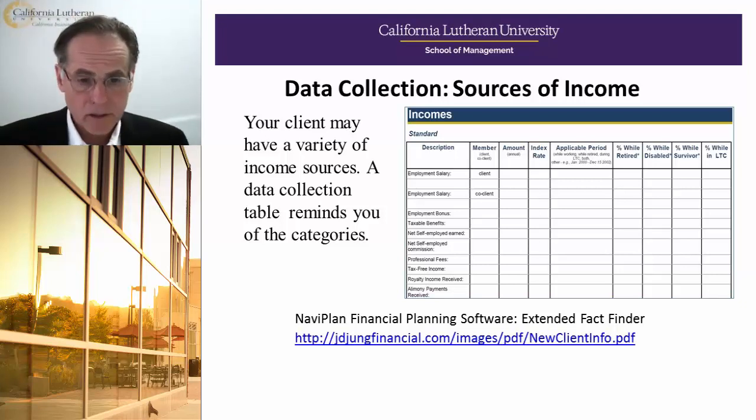If you take a look at this software extended fact finder, you see that the different items listed here are salary, bonuses, taxable benefits. For the self-employed, their net self-employed earnings, commissions, professional fees, tax-free income, royalties, alimony payments.